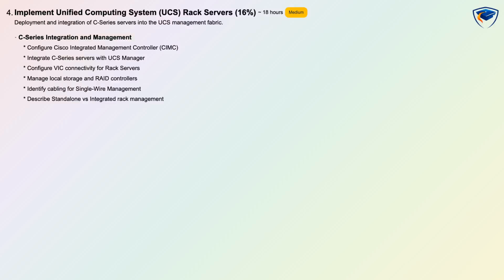In the Implement Unified Computing System, UCS B-Series Connectivity domain, you'll learn about fabric interconnect networking, including how to configure fabric interconnect in end-host versus switch mode, implement uplink, server, and appliance ports, and configure VLANs and private VLANs. You'll also learn about unified fabric and storage connectivity, including how to implement fiber channel, FC and FCOE connectivity, configure VSANs and SAN pin groups, and describe FCOE initialization protocol, FIP functions.